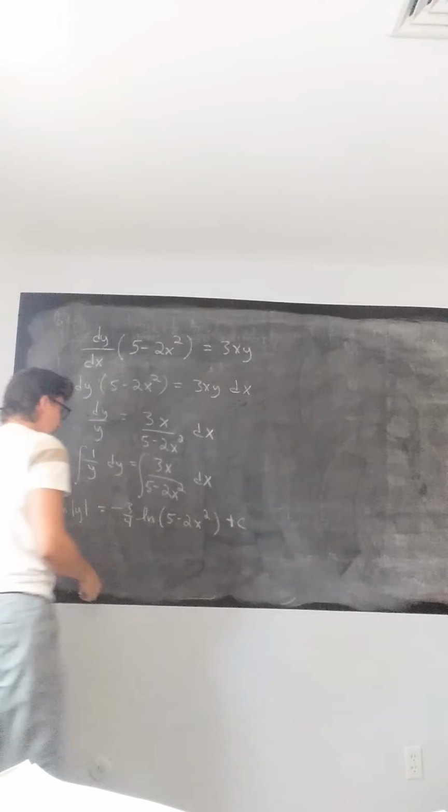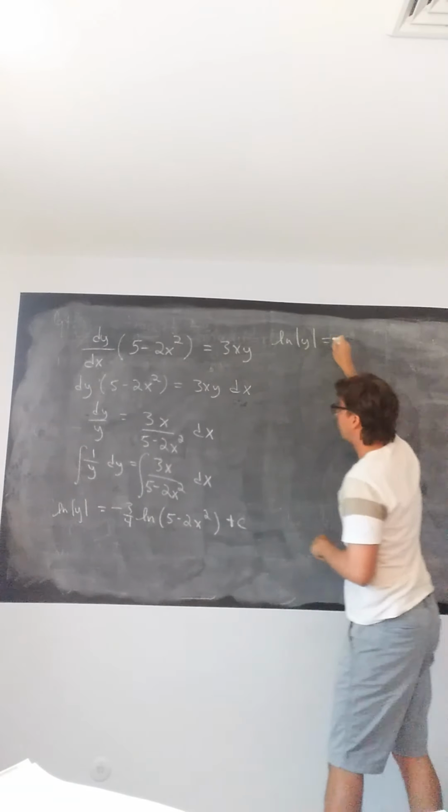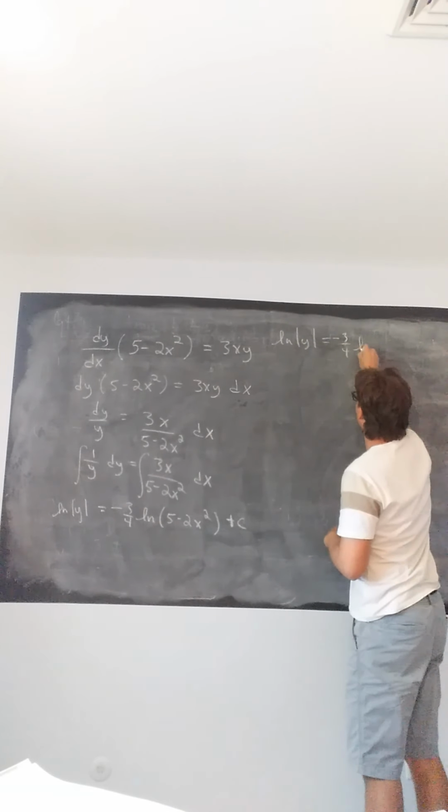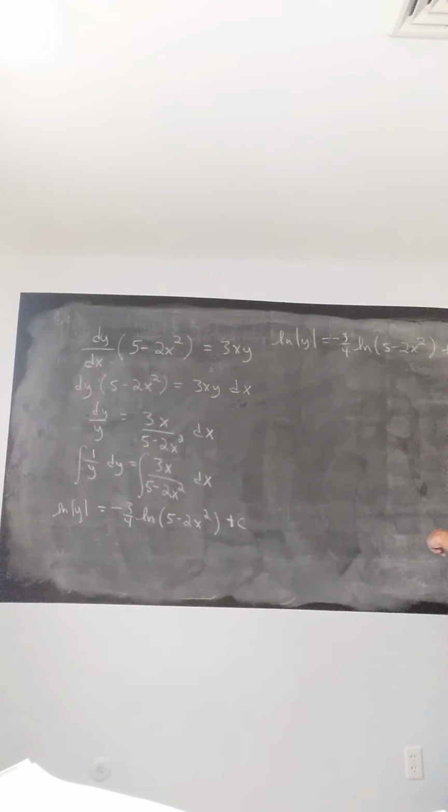So you know what tactic this is? Why don't I just write this up here? So we got the ln of the absolute value of y equals negative 3/4 the ln of 5 minus 2x squared plus c.